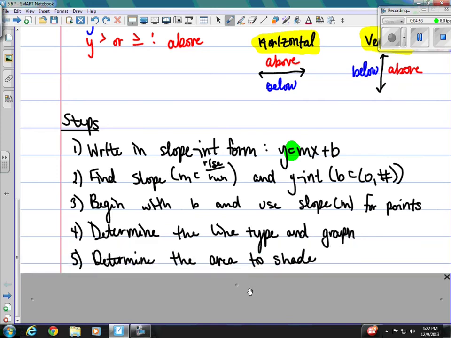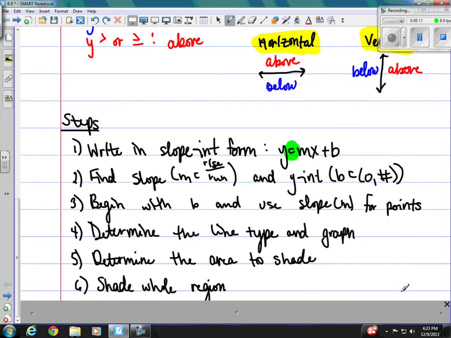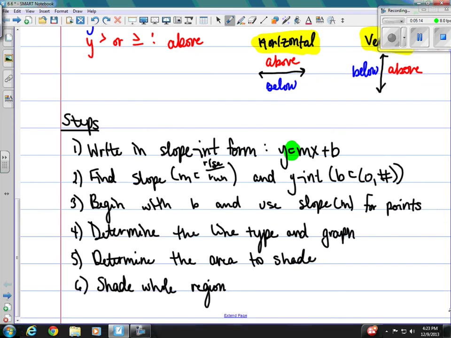Then step 5, determine the area to shade, and that's our above or below. If it's less than, it's pointing to the y, it's calling it little, so we shade below our line. If it's eating the y and calling the y greater than, then we're going to shade above. And lastly, we always want to make sure we shade the whole region.